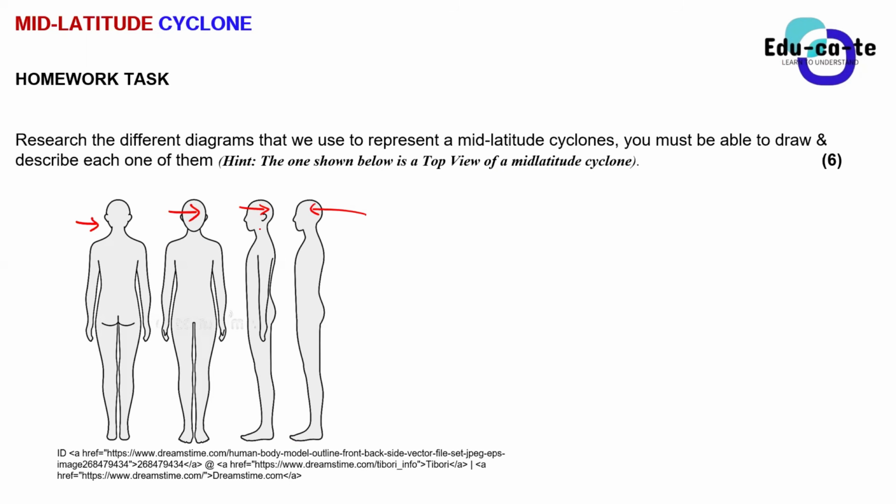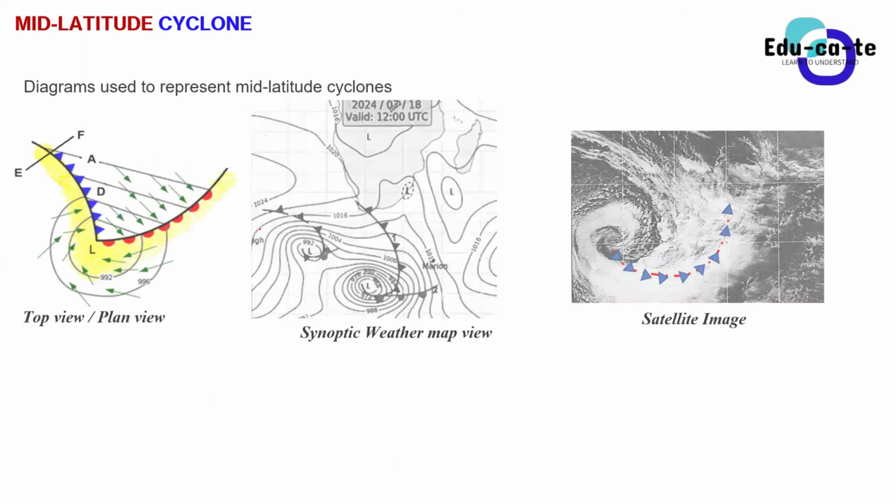So do you see that, guys? We have different ways of representing a human being. Similarly, a mid-latitude cyclone has different diagrams. That's why I wanted something like this, diagrams that represent a mid-latitude cyclone. The hint that you were given is that this one is a top view. You are viewing the cyclone from the top, like viewing the head of a person while you are on top of the roof. It's the one we've been working with for all our sessions, and it is the most common one.